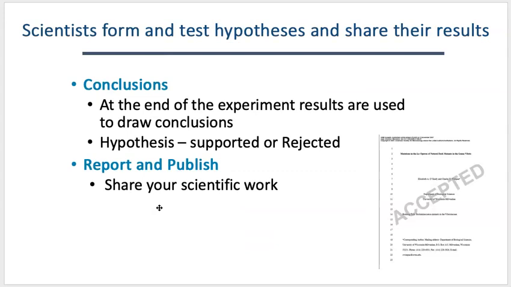Now, the last two steps to the scientific method are drawing conclusions and then reporting and publishing. So at the end of the experiment, you're going to look at the results, okay, and you're going to draw some conclusions. The results are going to be used to help you determine whether or not the hypothesis was supported or whether or not you failed to support the hypothesis. Remember, it doesn't matter if the data doesn't support your hypothesis. That's still important information. But it's very important when you generate those final conclusions that you do circle back and address your hypothesis, okay?